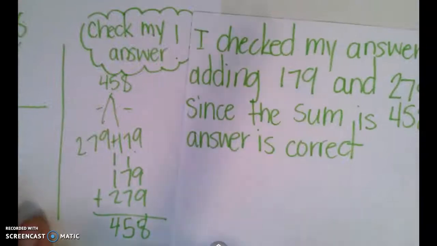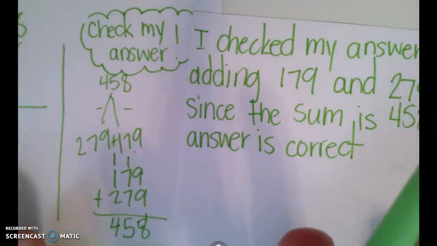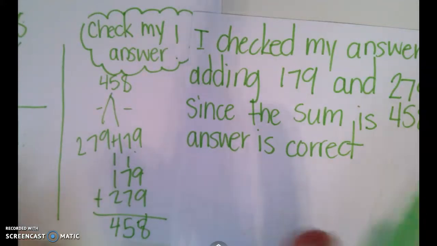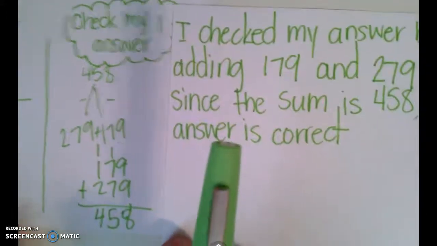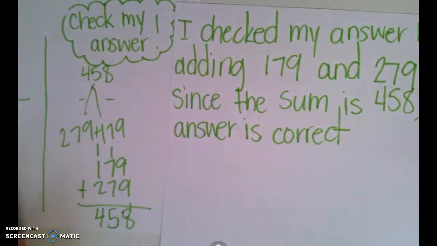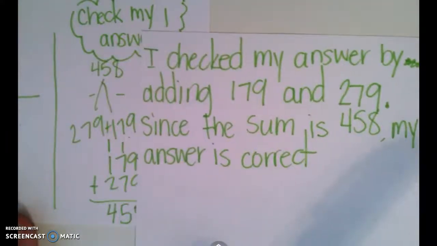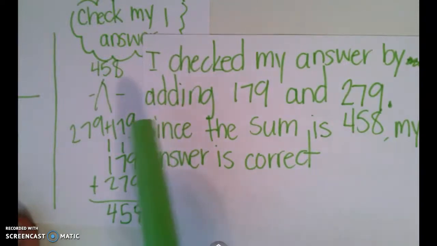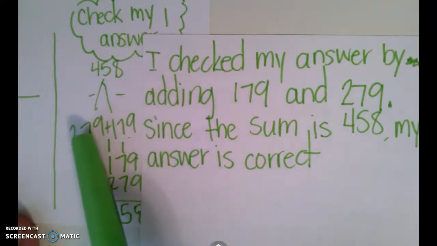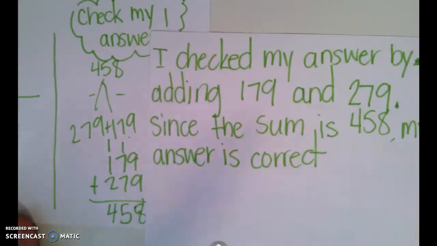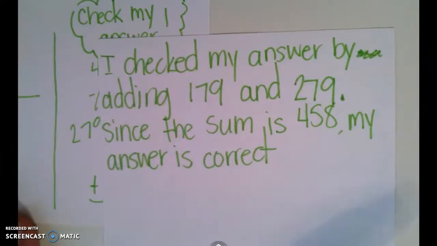Okay, and then it said in the question, explain how and why you can use addition to check your answer. Okay, so now I have to explain how I can use addition to check my answer. Okay, so I checked my answer by adding 179 and 279. Since the sum, which is the total, is 458, my answer is correct.